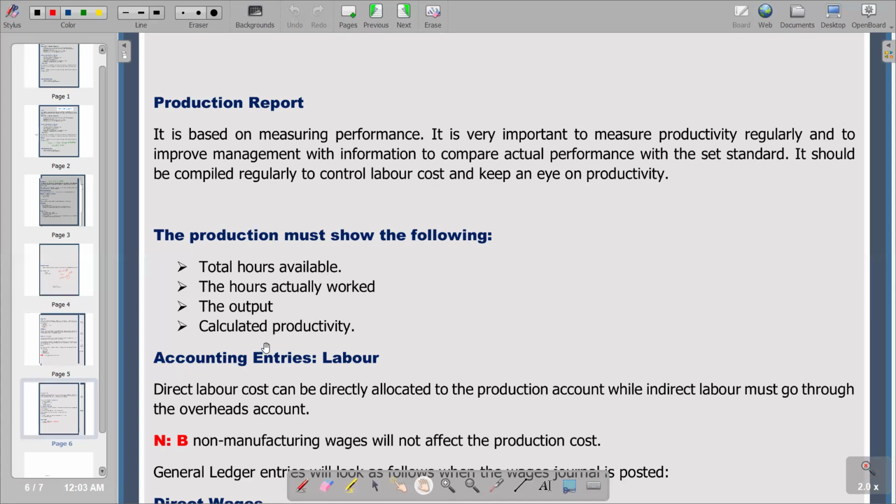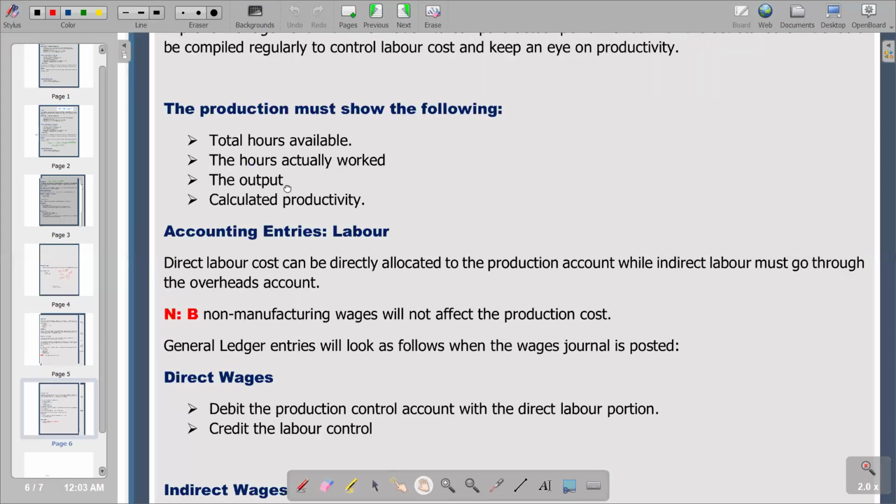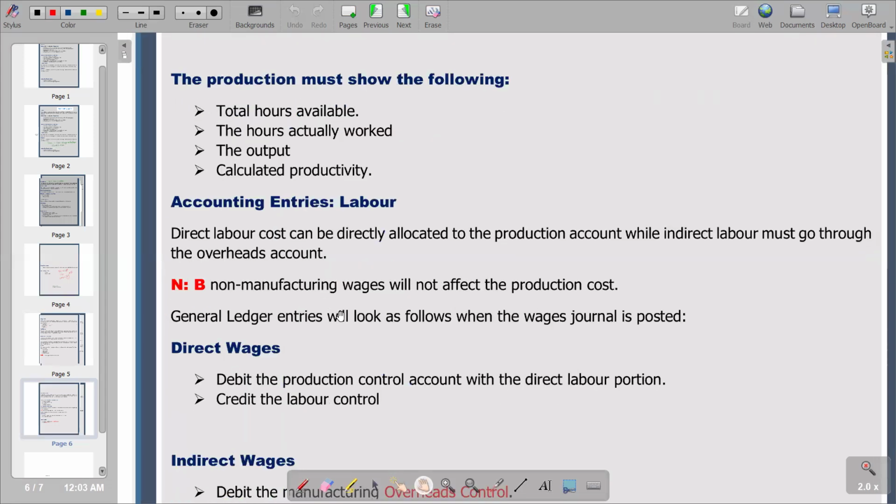Then we have account entries that relate to labor. Remember, we are going to have indirect labor and direct labor. So under direct wages, what's the double entry that is involved, and under indirect wages, what's the double entry that is involved, is what we have under accounting entries. But we have to take note that non-manufacturing wages will not affect the production cost. Non-manufacturing wages are wages that relate to administration, and sales and distribution. They are not part of the production cost.